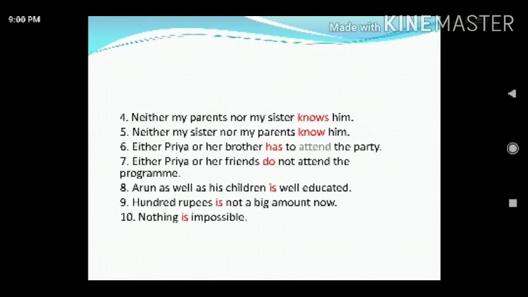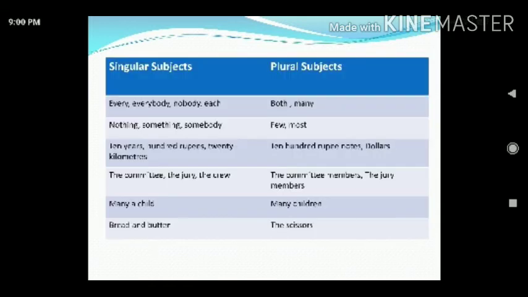And ninth one, 100 rupees is not a big amount now. Rupees is singular, 100 rupees is a singular subject, so we have to use singular verb. And tenth one, nothing is impossible. Nothing is singular, so we have to use singular verb. A list of confusing singular subjects and plural subjects is given in your textbook. Read them carefully, and here I give you some sample words of singular subjects and plural subjects.